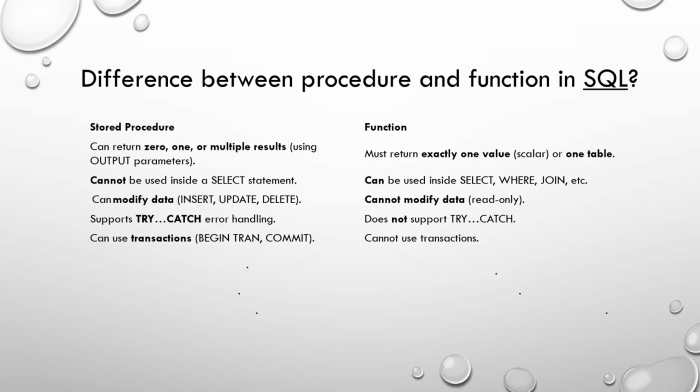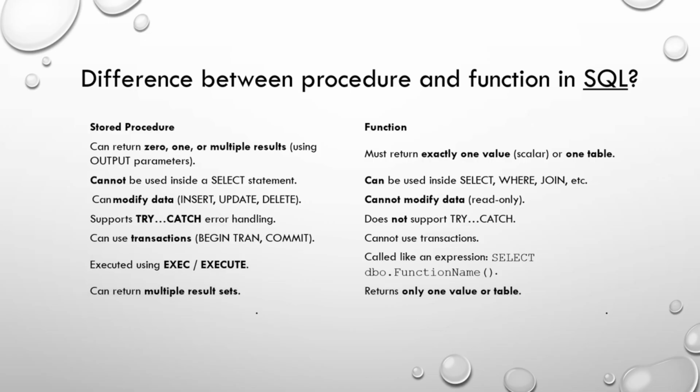A function cannot use transactions. A stored procedure is executed by using the EXECUTE keyword. Functions are called by using an expression, SELECT dbo.function_name. A stored procedure can return multiple results. A function returns only one value or table. A stored procedure is better for complex business logic. A function is better for calculations and reusable expressions.